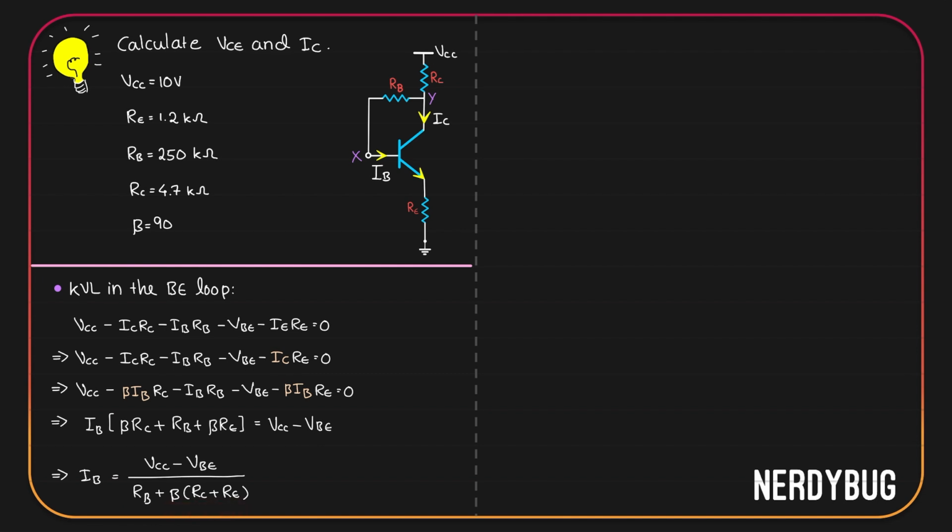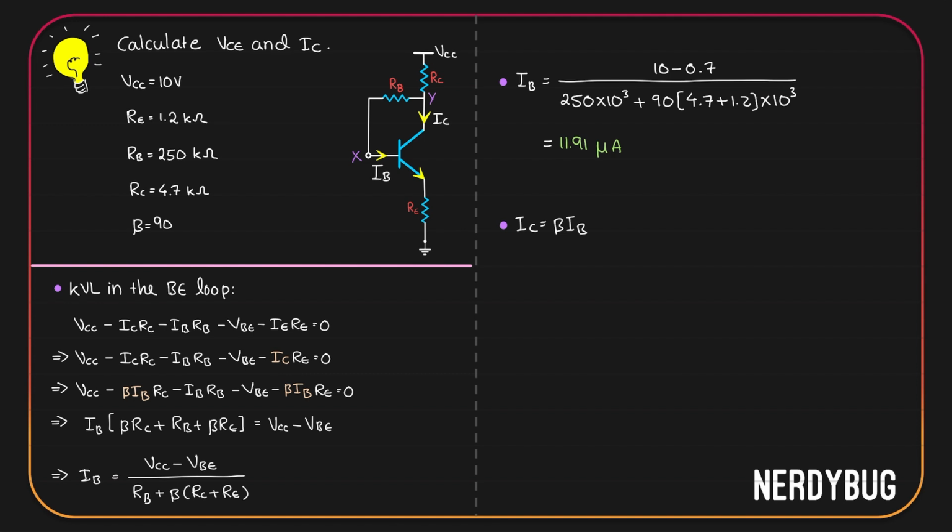We have all the values. Let us substitute them and find out the value of IB. IB comes out to be 11.91 microampere. Since we have IB, we can find out IC. IC is beta times IB. Beta here is 90. So we get IC is 1.07 milliampere.